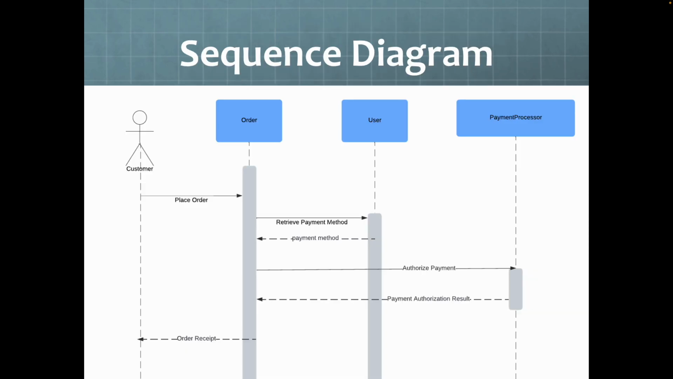This is the sequence diagram approach. So we have an order. Okay, so the customer needs to place an order. So it's going to retrieve the payment method from the user. And then once it has it, it's going to use the payment processor to authorize the payment. And once it has the result, it's going to give the user an order receipt. So this is using a sequence diagram to figure out objects. We have an order, a user, and a payment processor. The collaborations are between these three objects, and the responsibilities are those lines, the ones that are going to the right side.